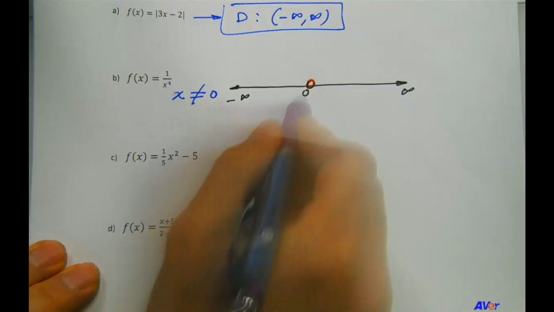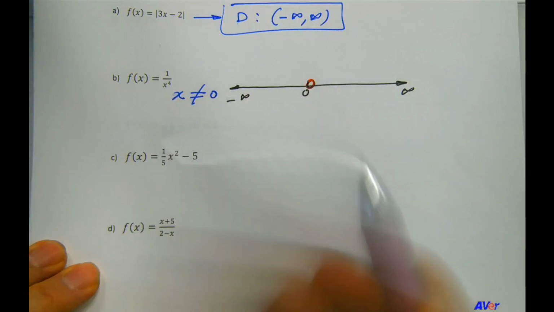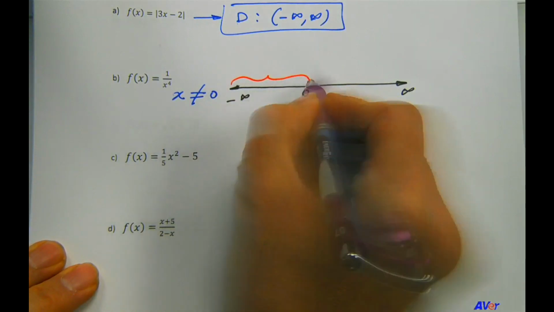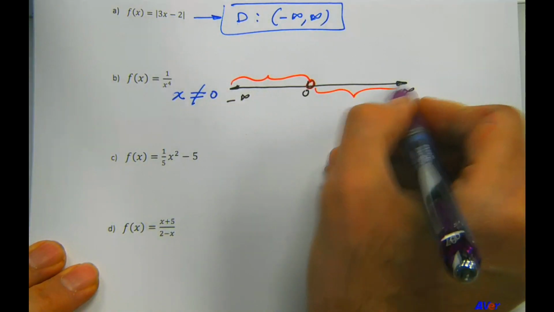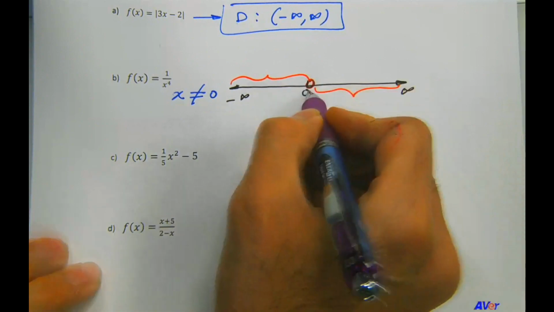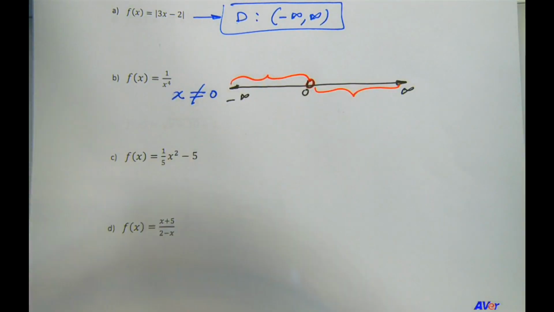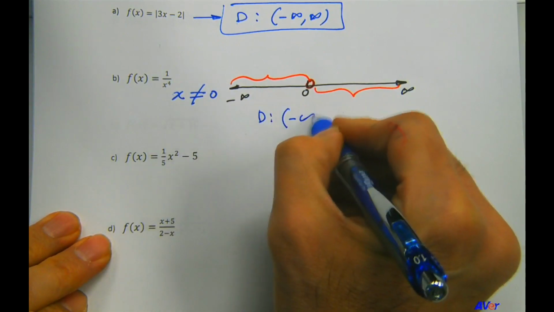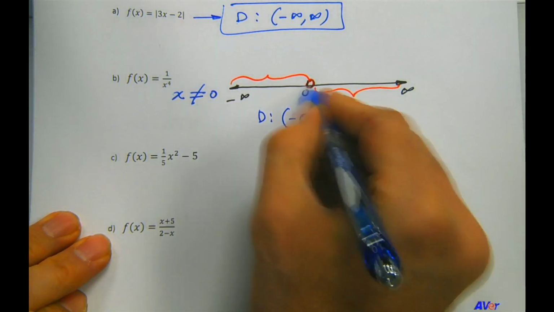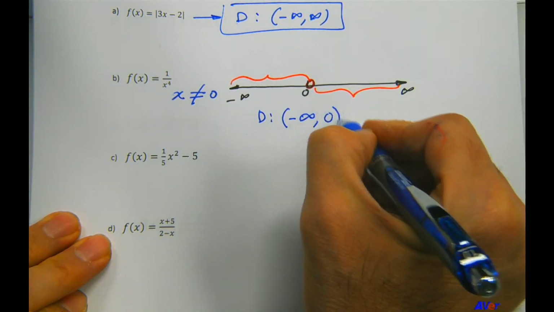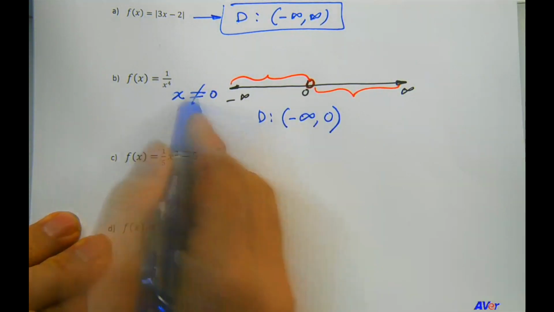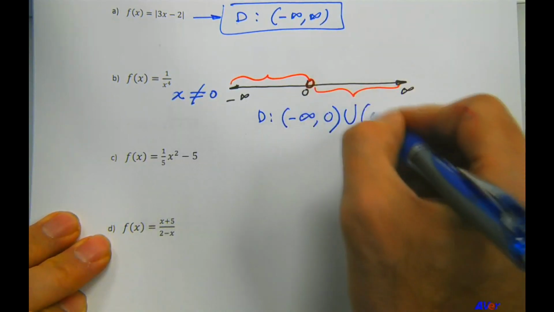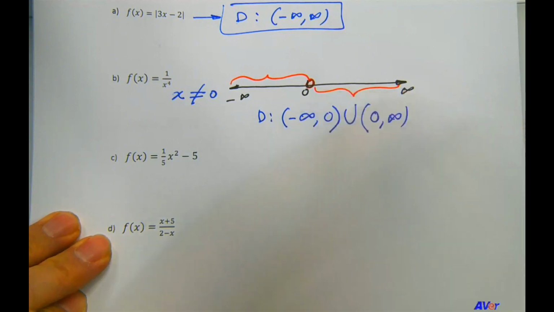We know that x cannot be 0. So what can x be? Well, we have this side, and we have this piece, right? It can take all these values except 0. So for this piece, for this side, the domain starts from negative infinity, comma, 0. It comes all the way to 0. Parenthesis, because 0 is not acceptable. So parenthesis, union, this piece, which is 0, comma, positive infinity.